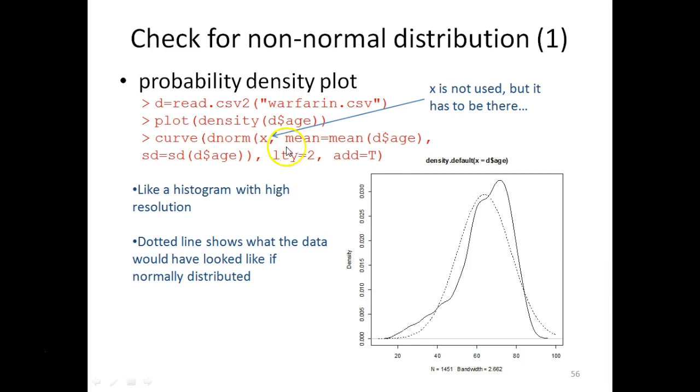We use a dashed line and we add the argument add equals TRUE in order to get the curve in the already existing plot rather than replacing it. And as you can see, the two curves differ a bit and the ages are probably not normally distributed.